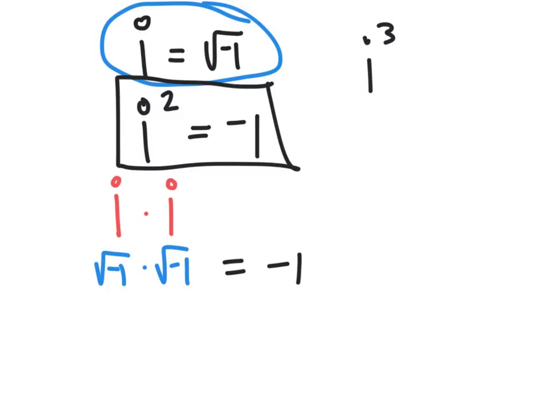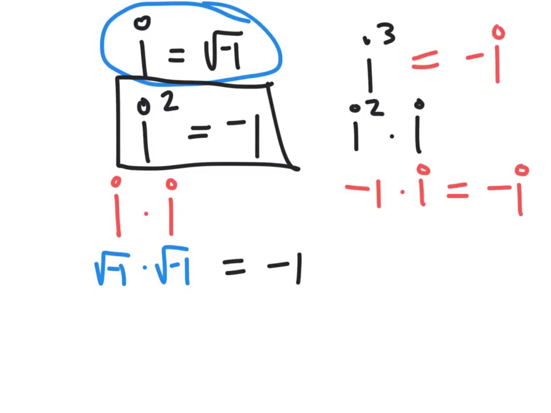Well, i to the third is really an i squared times another i. So I already know that i squared equals -1, so I really just have a -1 right here times i, which is simply a -1i, or a negative i. So i to the third could also equal -i. Pretty interesting, huh? We could get even crazier and go like i to the fourth, i to the fifth.